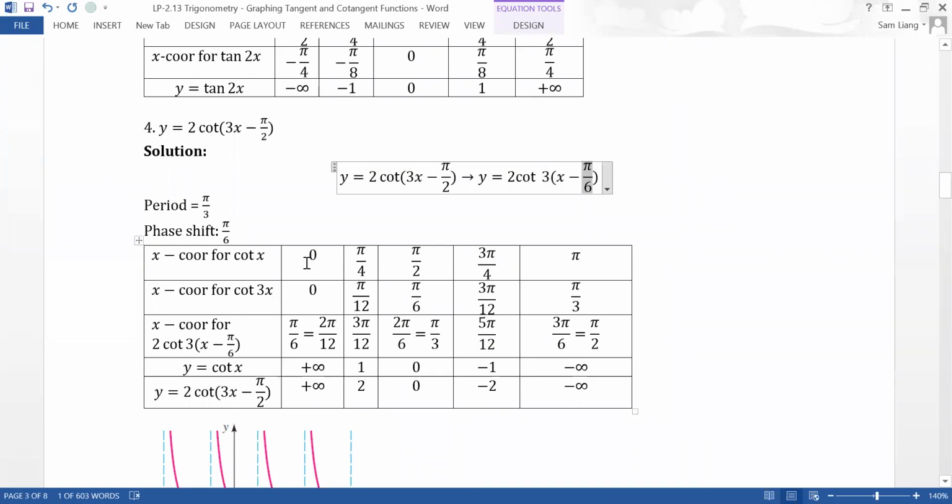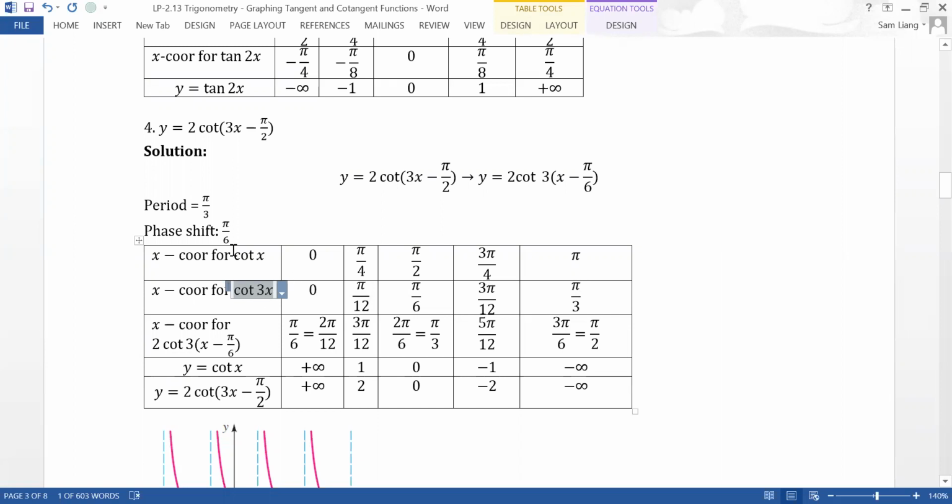Okay. All right, so the x coordinates that we normally have for cotangent are from 0 to pi, right? And then from here, taking into account the change in the period, we divide everything by 3. So we're going to get 0, pi over 12, pi over 6, 3 pi over 12, and pi over 3. Next, we apply the phase shift.